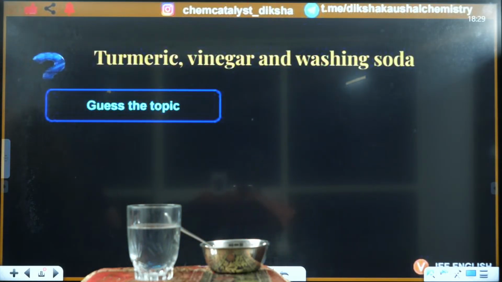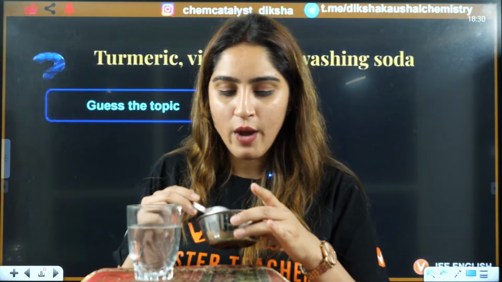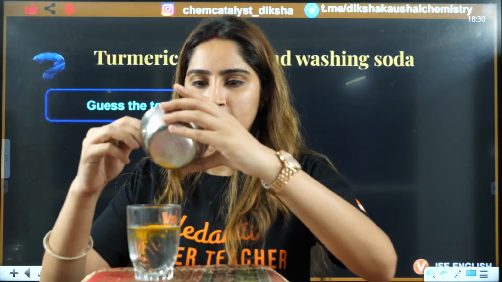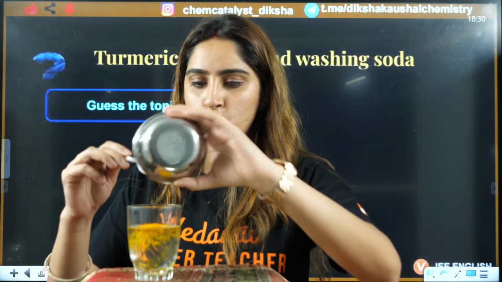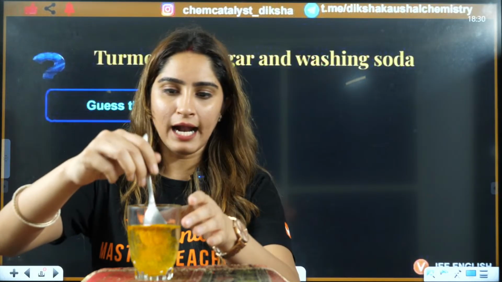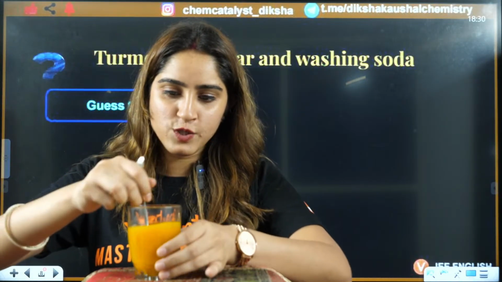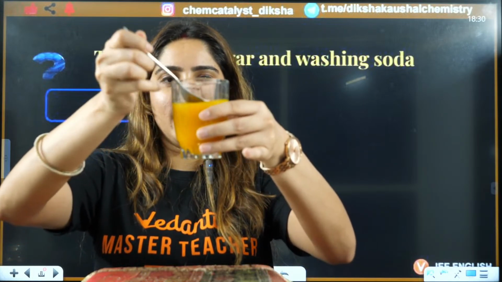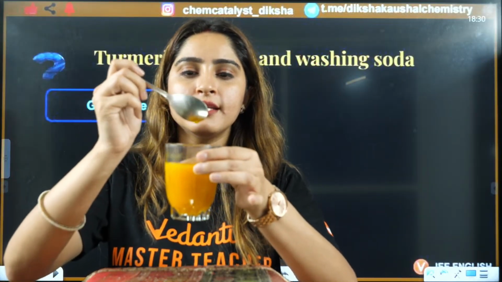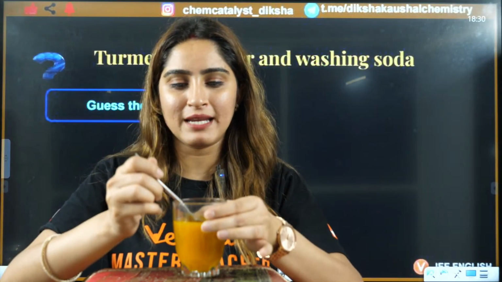Now what I am going to do, I'm going to add this turmeric into the water. Now what we will see is that turmeric has made the water a fruity color, as if you will think, ma'am, this is Maaza, I want to drink it, but in reality this is haldi, turmeric.